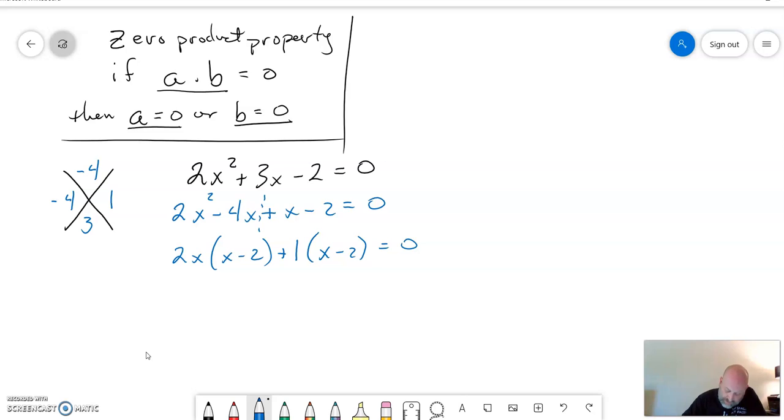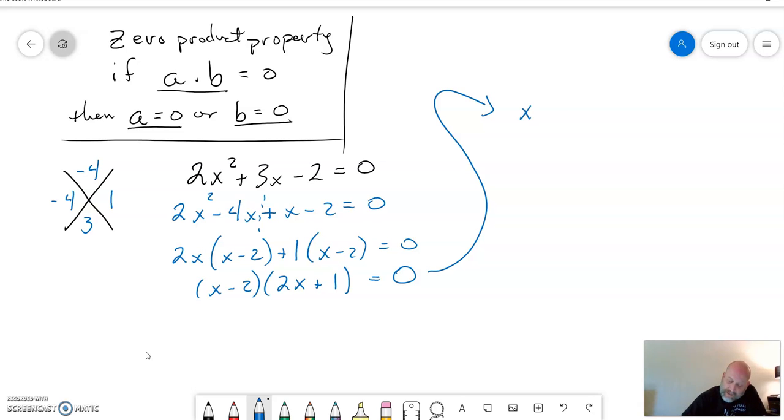Now x minus 2 is my common factor, so I can pull that out. That leaves me with x minus 2 times 2x plus 1 is equal to 0. Now that exactly fits the condition that we're looking for. I have two things being multiplied to give me 0. And so what I'm going to do here is separate those into two equations. I get x minus 2 equals 0, or 2x plus 1 equals 0.